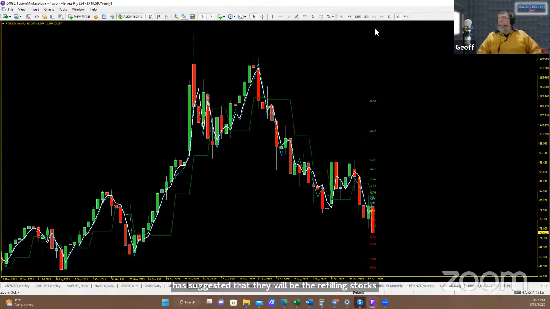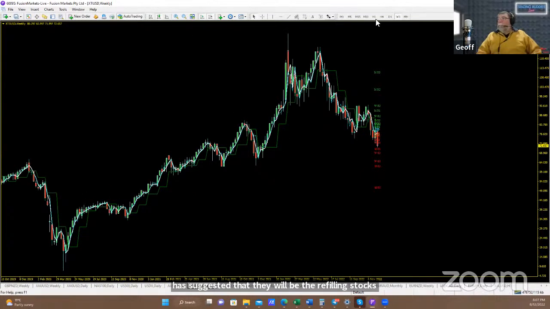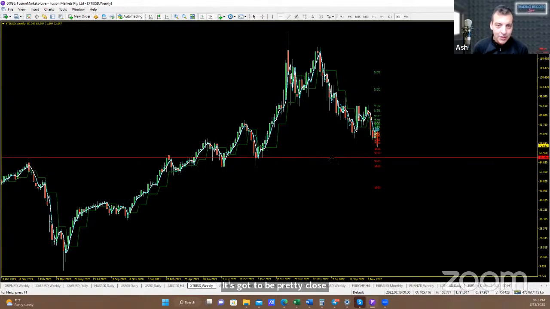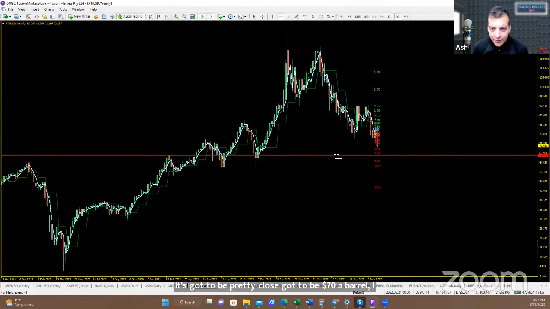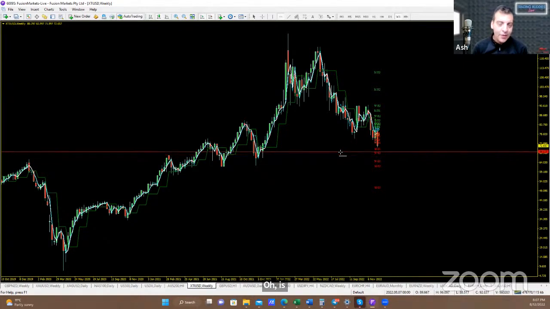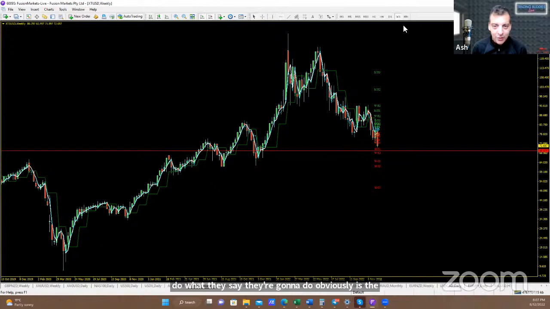Where does it become a buy? It's got to be pretty close. Got to be $70 a barrel. I mean, if you've got a buyer there, he's already told you that there's a big buyer. Whether they do what they say they're going to do is obviously the other question. But I reckon people will be buying there just because he said that's the price he's going to pay. So there's a buyer in the market.